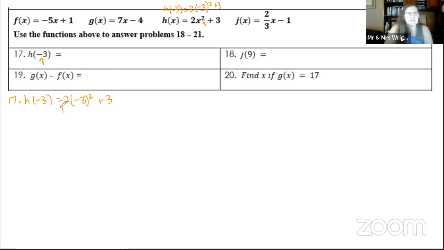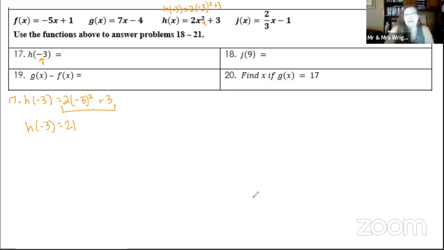So I'm going to enter just this left side of the equation into my calculator here. 2 open parentheses, -3. And remember, you have a special negative button on your calculator that's different from the minus sign button. So you have to make sure you use the -3 or else you're going to get an error message, okay? So again, that was 2 open parentheses, -3 close parentheses squared plus 3, enter. And I got 21. So h of -3 is 21.